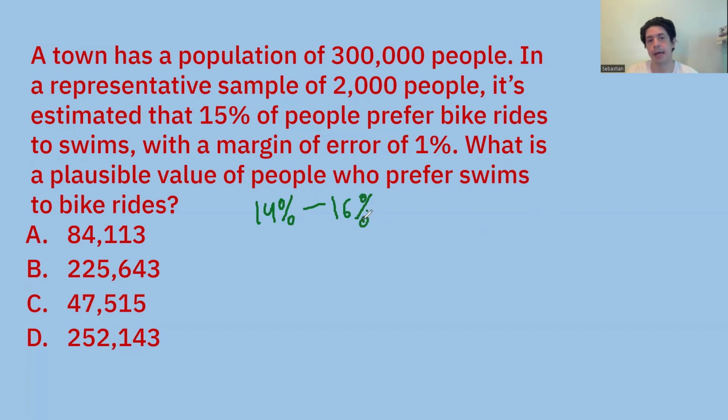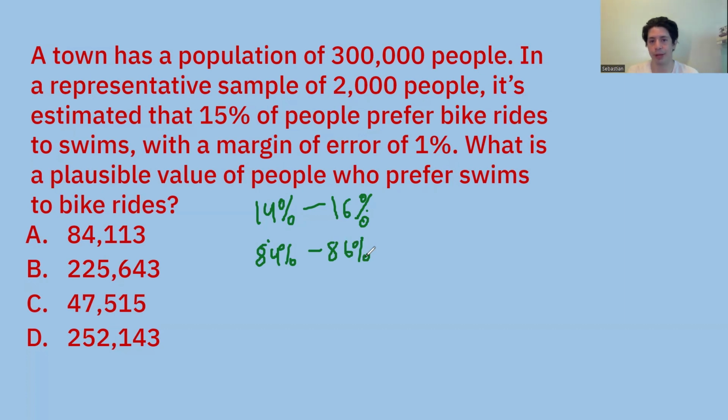Okay. And now we want to find the range, but look at what it's asking, right? Who prefer swims to bike rides, but this is who prefer bike rides to swims. So the range for people who prefer swims to bike rides would be 1 minus this, right? So it'd be 84% to 86%.